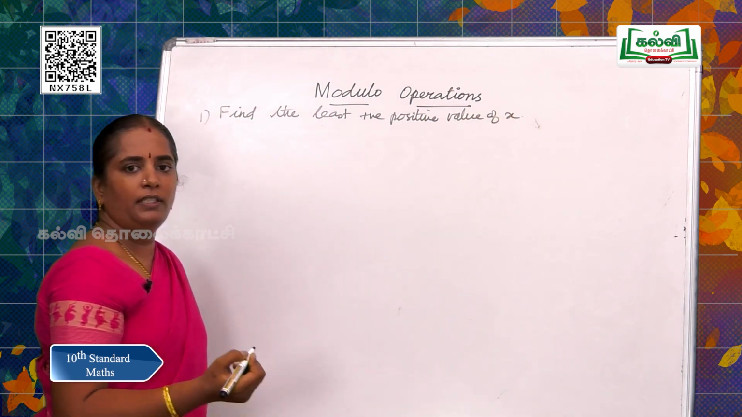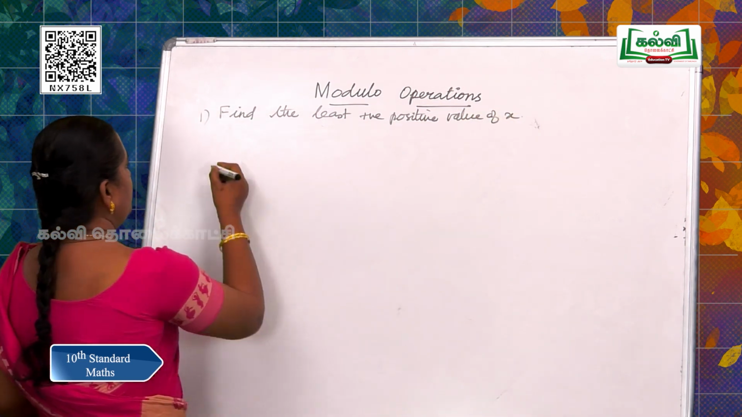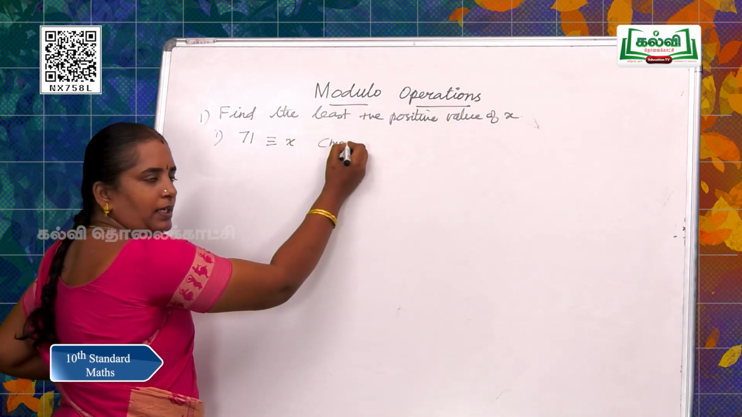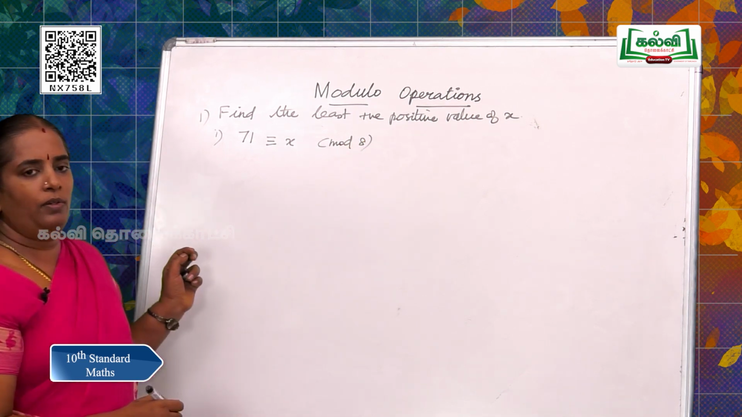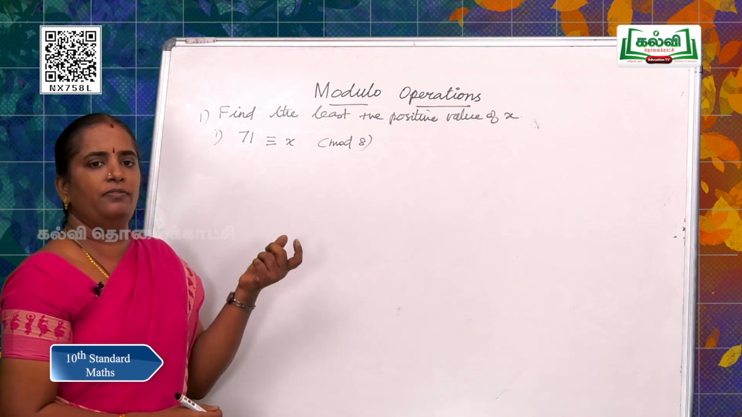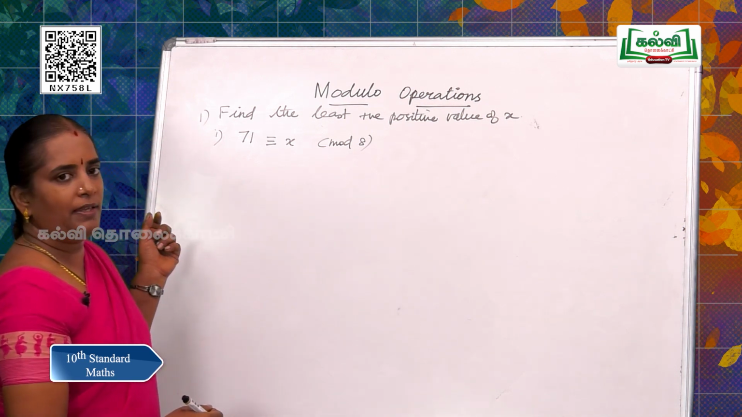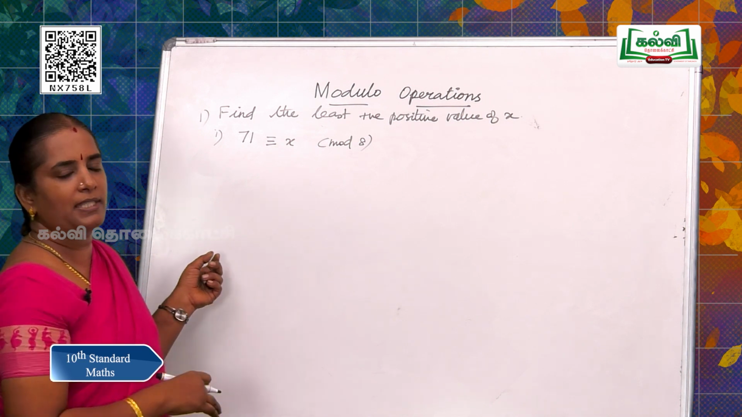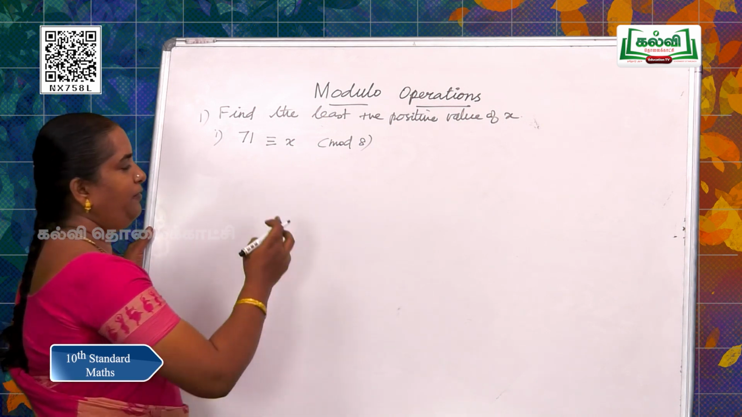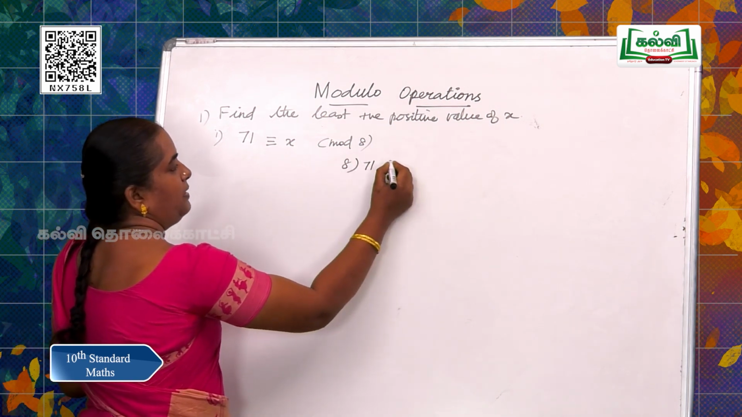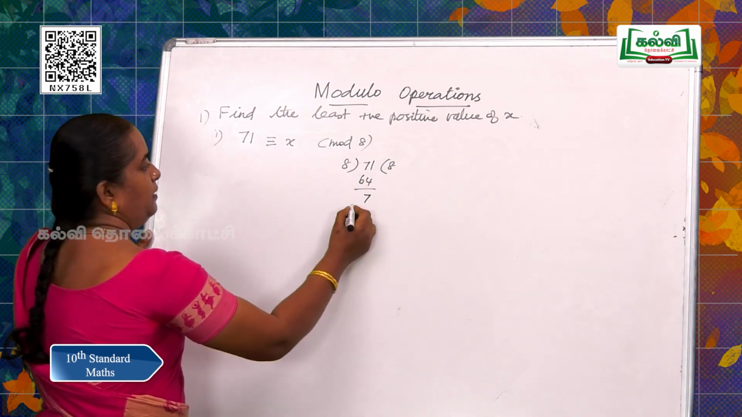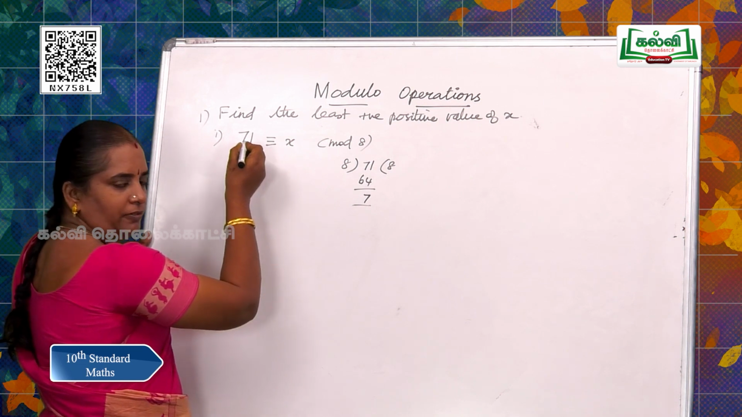Find the least positive value of x for the following. So, first one, 71 is congruent to x mod 8. So, we know so many meanings for modulo. Now, we are going to apply any one of them which is very much suitable. So, if 71 is taken, we are going to replace 71 by the remainder on dividing by 8. So, if you divide 71 by 8, 8 8s are 64, remainder is 7. So, the remainder can be replaced for this.